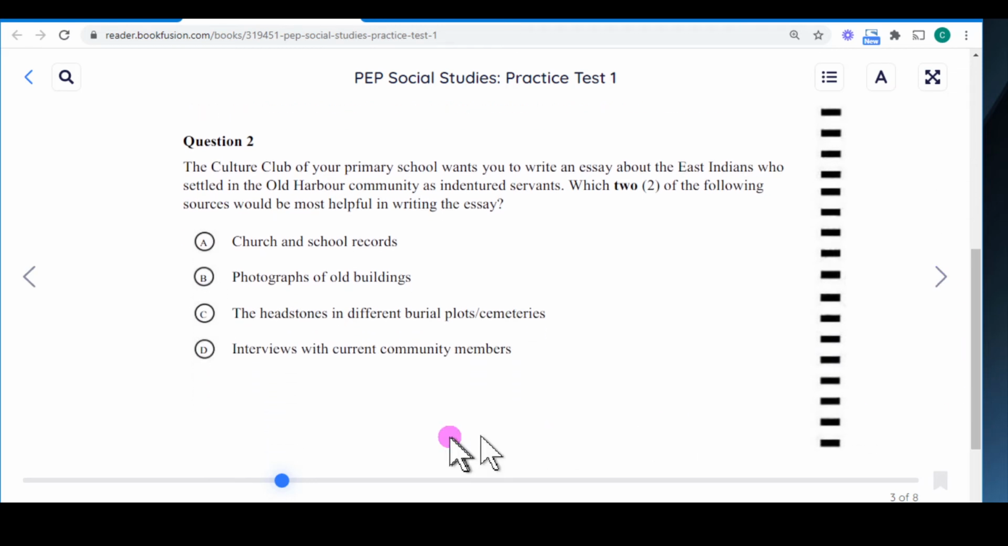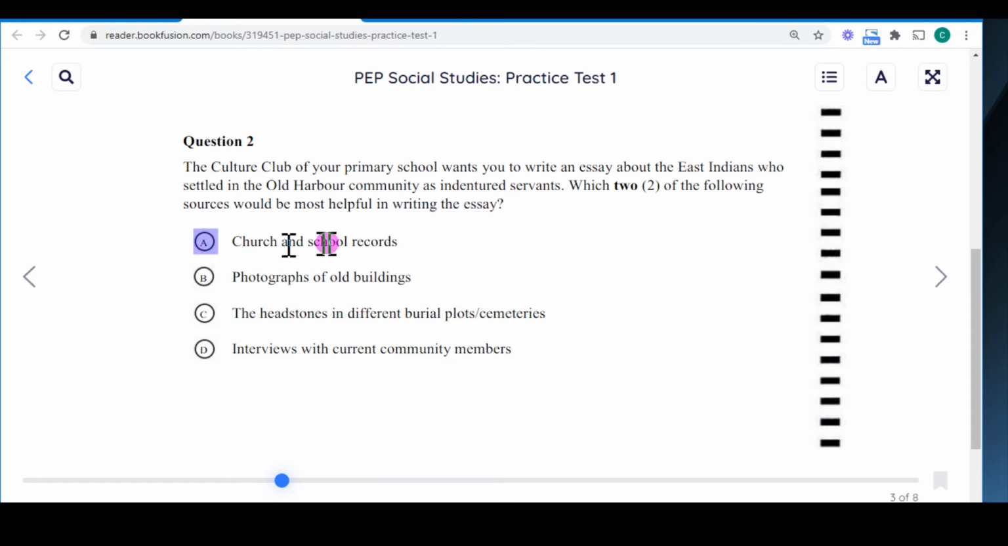Question 2. The culture club of your primary school wants you to write an essay about East Indians who settled in the Old Harbor community as indentured servants. Which two, pay attention to 2, of the following sources would be most helpful in writing this essay? So here are our options. Options are A, church and school records; B, photographs of old buildings; C, the headstones in different burial plots or cemeteries; D, interview with current community members.